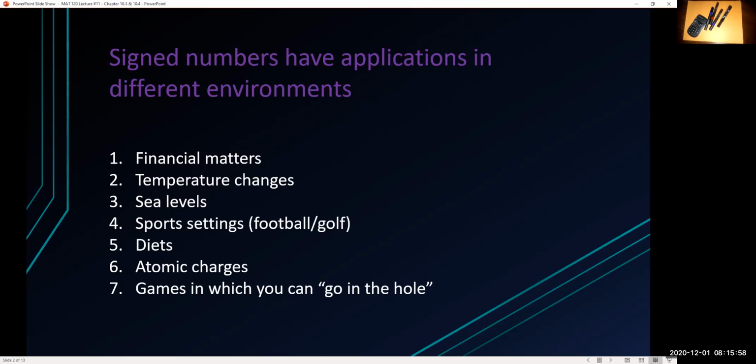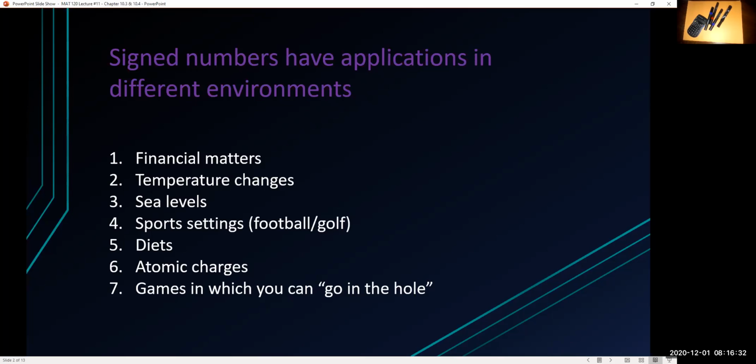With regard to diets, there's caloric intake and how many calories are associated with any food, and then how that can be adjusted and changed according to different plans and diets. Also, the idea of gaining and losing weight is positive and negative integers. That's part of dieting, so you could bring up that idea. There's atomic charges, which have something to do with plus and minus. And again, that's the scientists in our students. And then the games where you can go in the hole, like golf. You could also use skee ball as a good example for a go in the hole game.